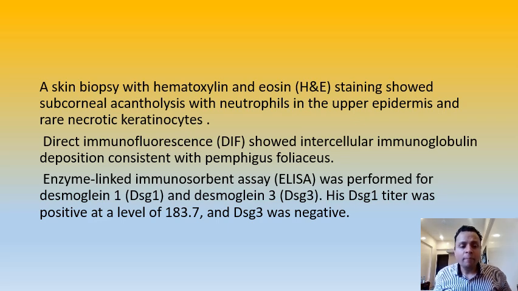So ELISA was performed. ELISA is very, very important. You can do the titer. Desmoglein 1 was positive and Desmoglein 3 was negative. So almost they are clear it is a Pemphigus foliaceus case, because ELISA is telling you.